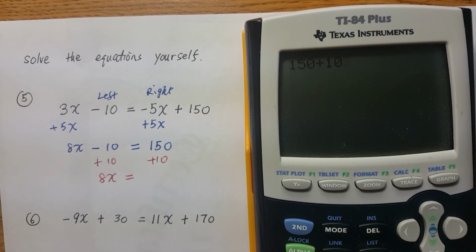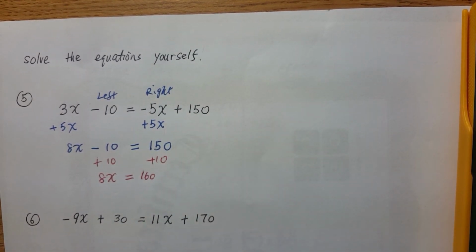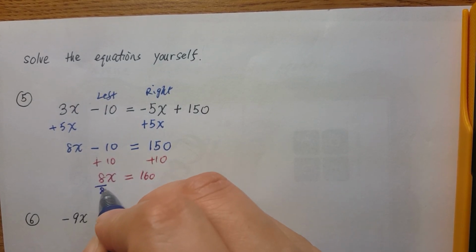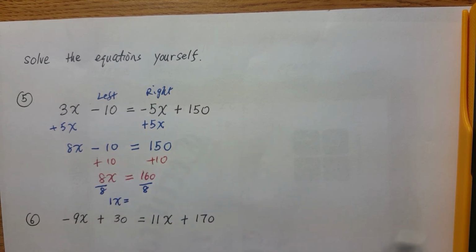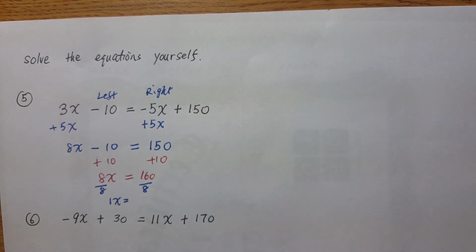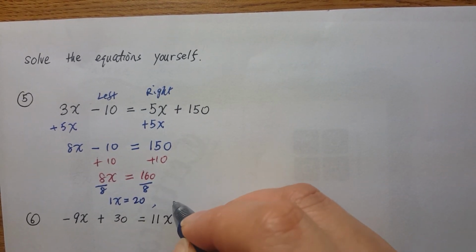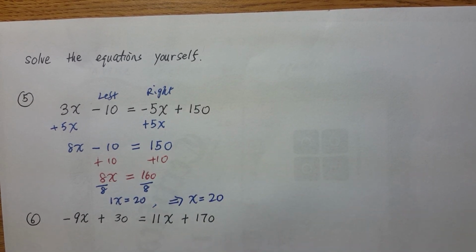150 plus 10 equal 160. 8x equal to 160. So we divide by 8. 8x divided by 8 is 1x. So 160 divided by 8 is 20. So now we have 1x equal 20. So that means x equal 20. So we finished question number 5.